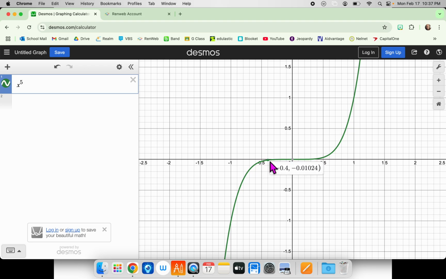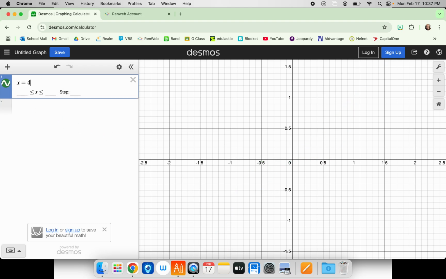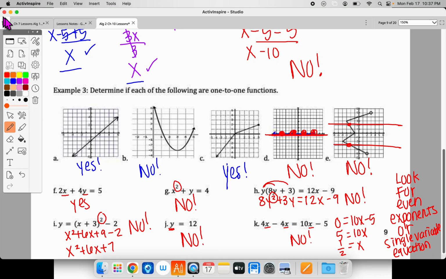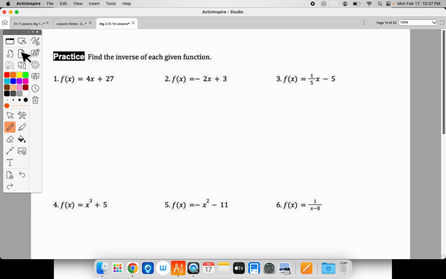Like I could click on it. You can see the numbers are changing. They're not staying the same. For instance, if I just had x equals 4, the x value right there never, ever changes. The y value is changing, but the x is not. So odd exponents are fine. Even exponents are not. And then single variable equations are not. Okay, go try your practice.